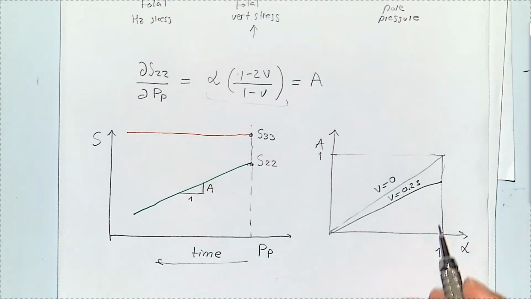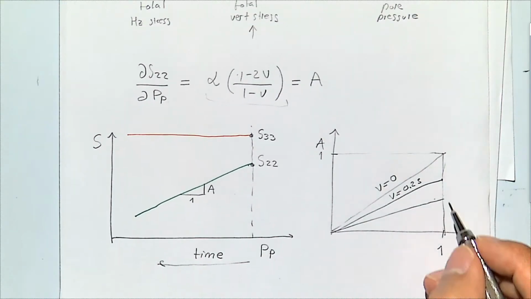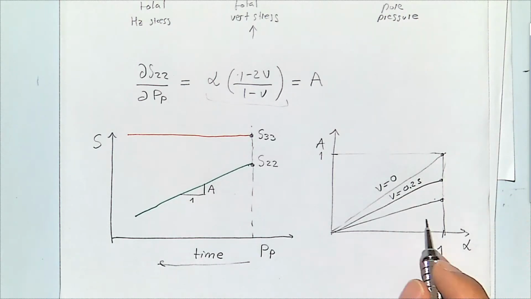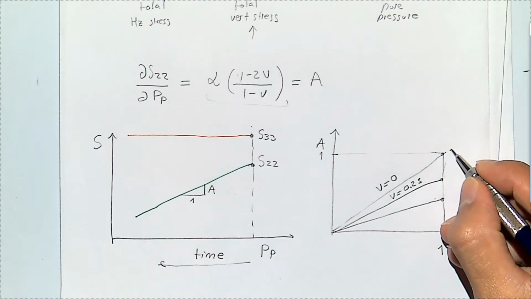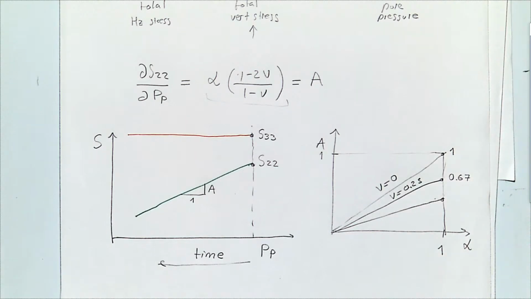And the lower you go in the Poisson ratio, the lower this value of A is going to be. And the smaller the Biot coefficient, also the smaller the value of A is going to be. So this one is 0.67.